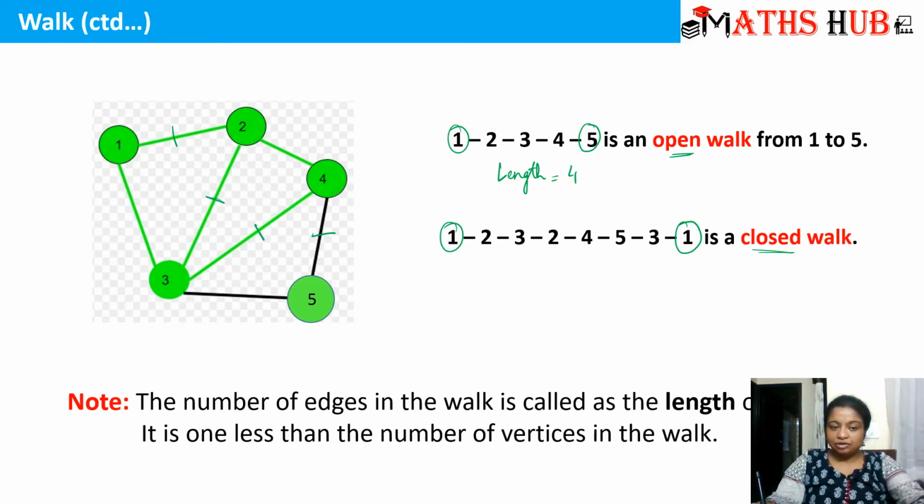So this is one technique of calculating it. The other technique is you count the number of vertices and subtract 1 from it. That will also give you the length of the walk, right?